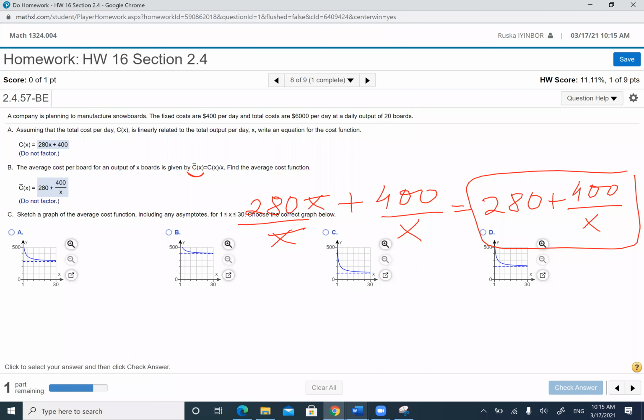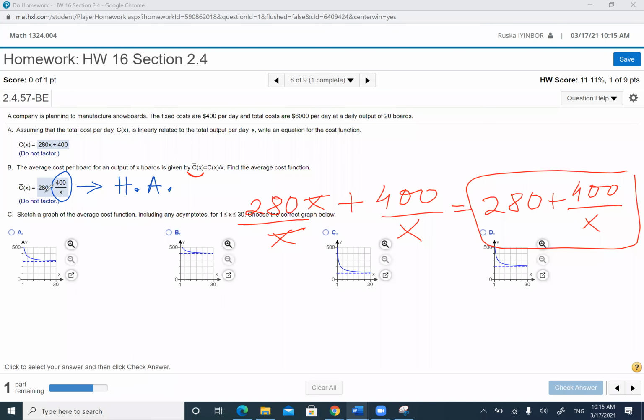And then sketch the graph of the average cost function. Now, the average cost function is a fraction, it's a rational function. So you need to see which one of those is the graph. For this function, we're going to find the horizontal asymptote. What is the horizontal asymptote?